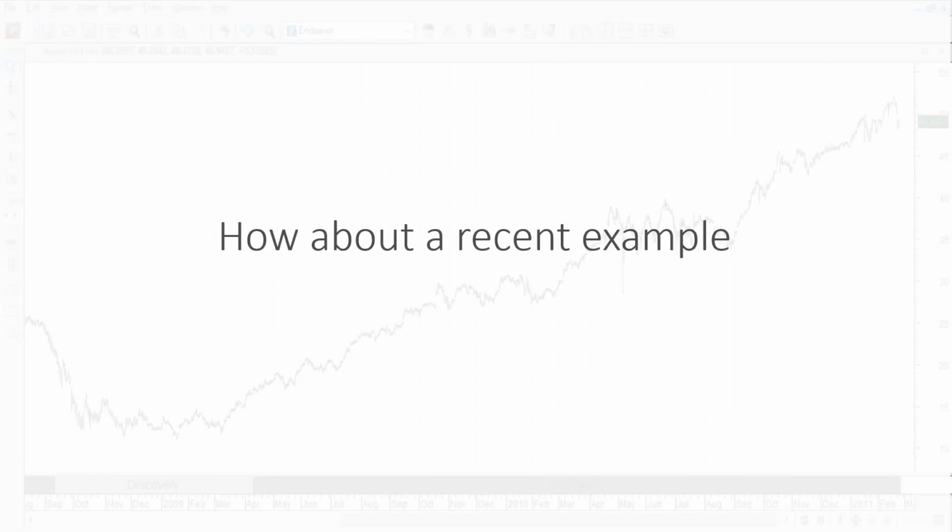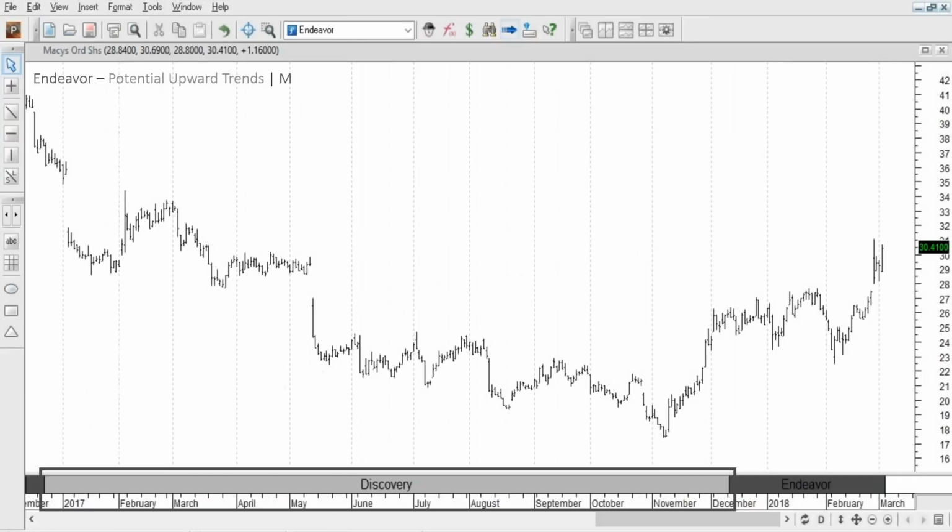Okay, how about a recent example? This is Macy's, ticker symbol M. Now, last year, I got asked about this stock at least twice a month, every single month. There was a section on our website that we used to have where people could pit what they thought was going to happen based on their own research versus what the Endeavor program said would happen. And each time, the person had claimed to have done hours or days of research and said that price had found its bottom and was going to immediately start to rise.